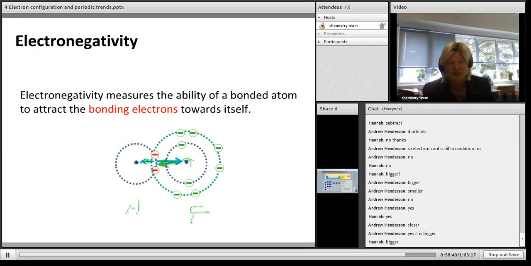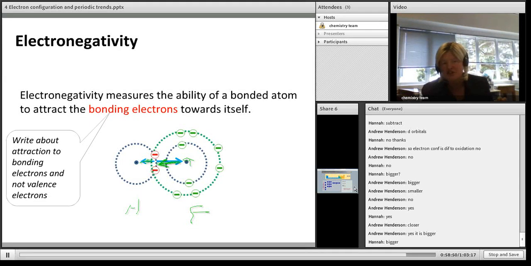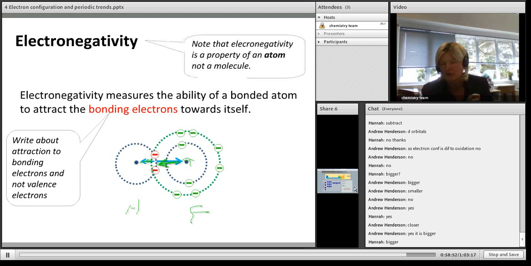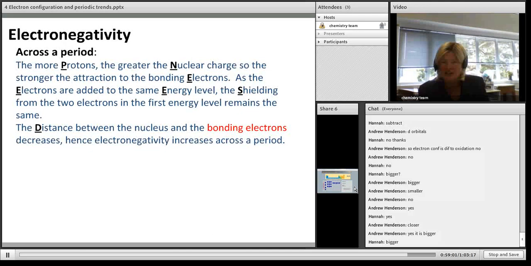So if I carry on, there I've highlighted in blue. You can see the blue for the hydrogen is weaker than the one for fluorine. Fluorine attracts them a lot more strongly. And there I've pointed out we talk about the bonding electrons, and also I'm highlighting it's the property of an atom, not a molecule. Notice it's exactly the same as what we've got before, except I now talk about bonding electrons, and my final statement is the same.